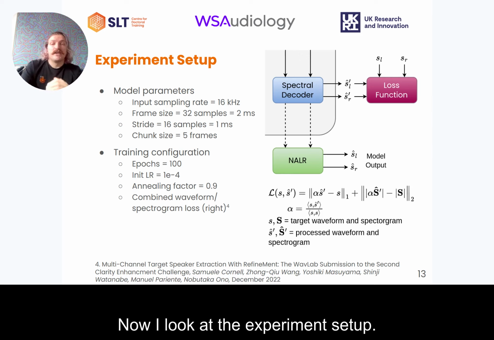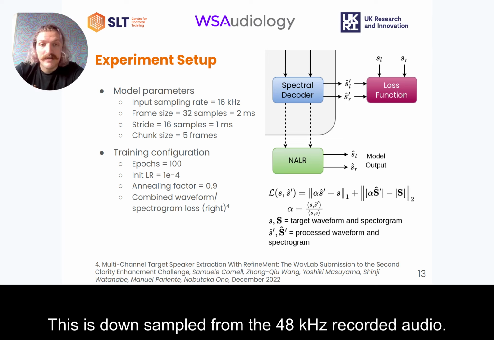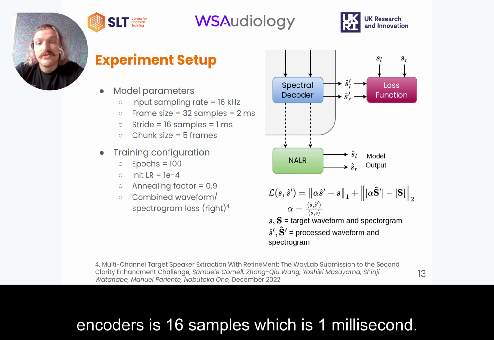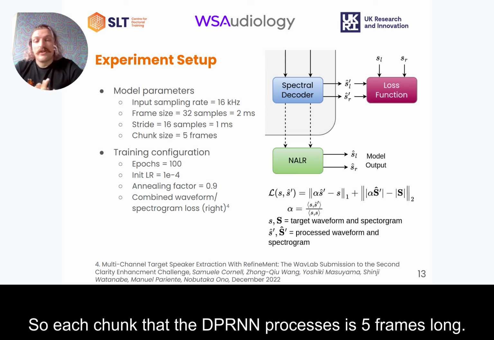Now I'll look at the experiment setup. The MIMO DPRNN conv-TASNet model takes audio at an input sampling rate of 16 kilohertz. This is downsampled from the 48 kilohertz recorded audio. The frame size of our encoders is 32 samples, which is 2 milliseconds, and the stride of our encoders is 16 samples, which is 1 millisecond. The chunk size of our system is 5 frames. So each chunk that the DPRNN processes is 5 frames long.